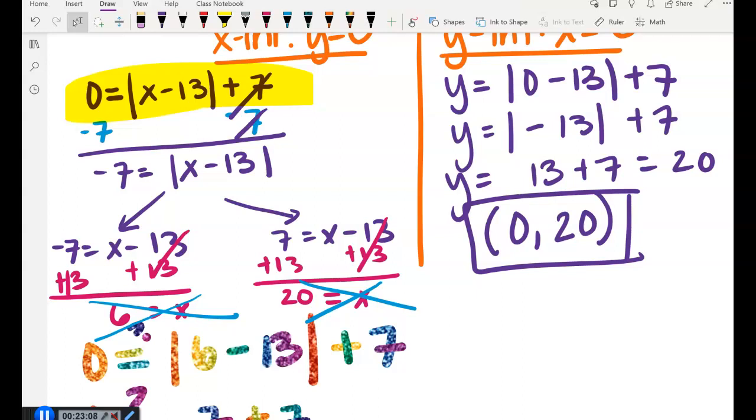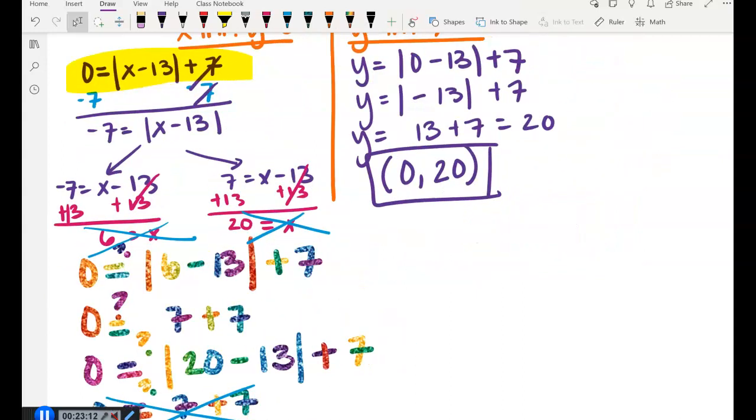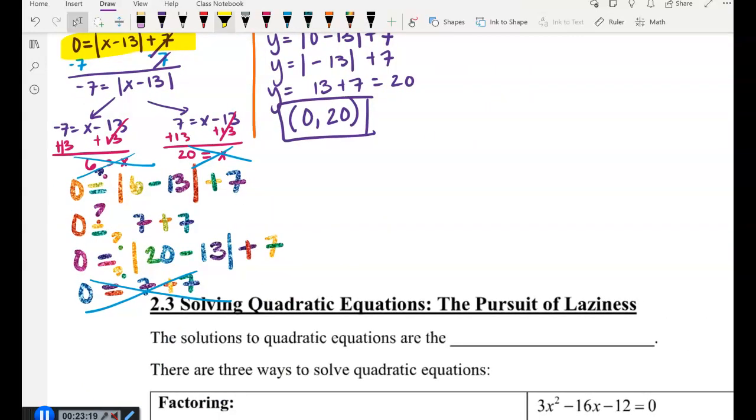All right. Now we know that there's no solution because Trey said the moment you're done isolating your absolute value, it's negative, so it's not possible. So this one, guys, we're going to write no solution, the empty set.